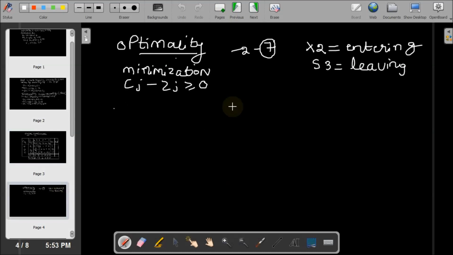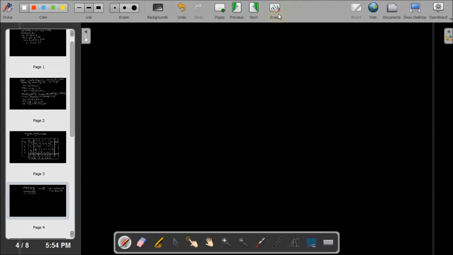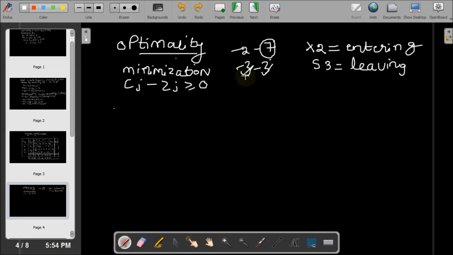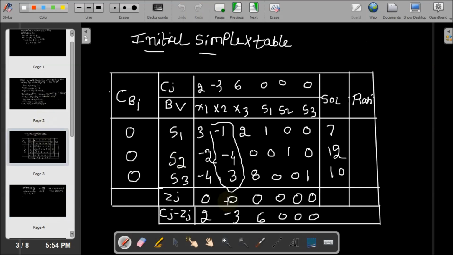Now in the next case, suppose you have -3 and -3. Then what do you have to do? Here two negative values are there and both are equal. Then you have to select any one of the values randomly. You have to select this one or this one. Getting, guys? Randomly you have to select. Here in this case it is easy because only one negative value is there, -3 only. So this is my key column.